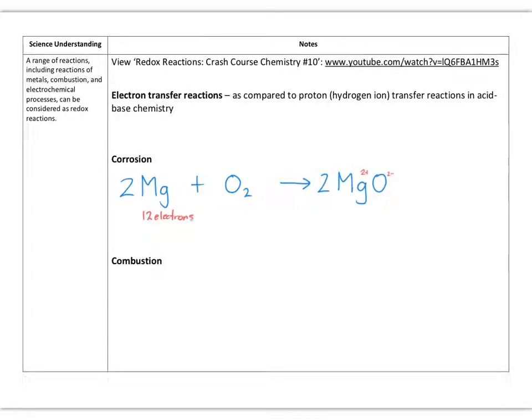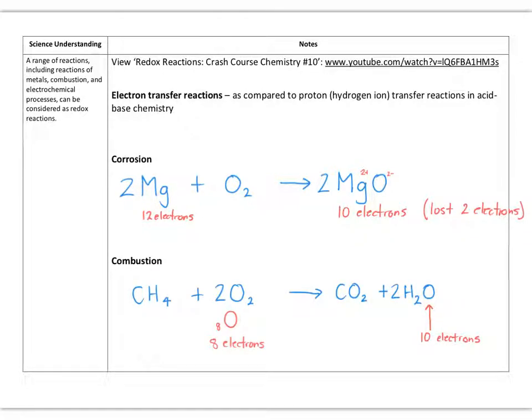However, when it forms magnesium oxide, it donates those 2 electrons in the outer shell to become a 2+ ion, so it has only 10 electrons. So it's effectively lost 2 electrons. So we have had the transfer of electrons. Oxygen does a similar thing. I'm not going to talk about it at this point. I'll talk about that in the next example.